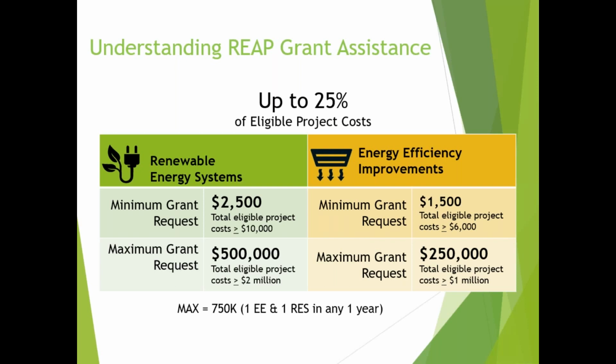So you have $1,500 for the minimum and $250,000 for maximum. And you can apply for one energy efficiency and one renewable energy application in any one year. So you could theoretically, if you see the little tagline on the bottom of the slide, it says the max you would be eligible to apply for assistance would be that $750,000. Which, just FYI, most of the time the state allocations for these programs are nowhere near those maximums, so you likely wouldn't get that maximum. If you ask for it, you might get a portion of it.